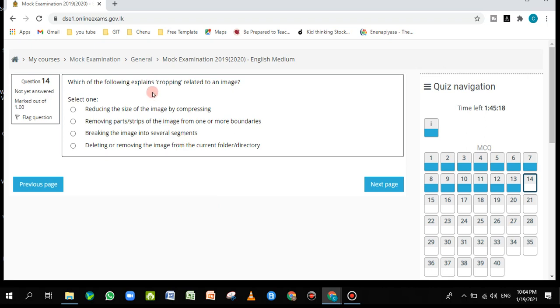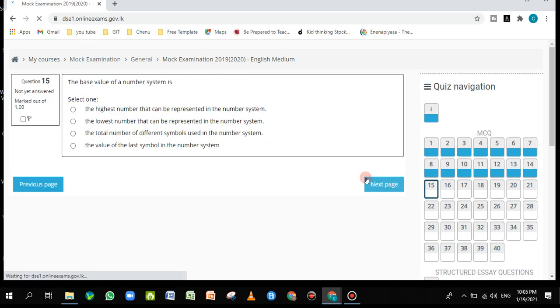Which of the following explains cropping related to an image? When you consider cropping, it says reducing the size of the image by compressing. That is not true. Removing parts, stripes of the image from one or more boundaries. That is true. When they remove things, it removes from boundaries.